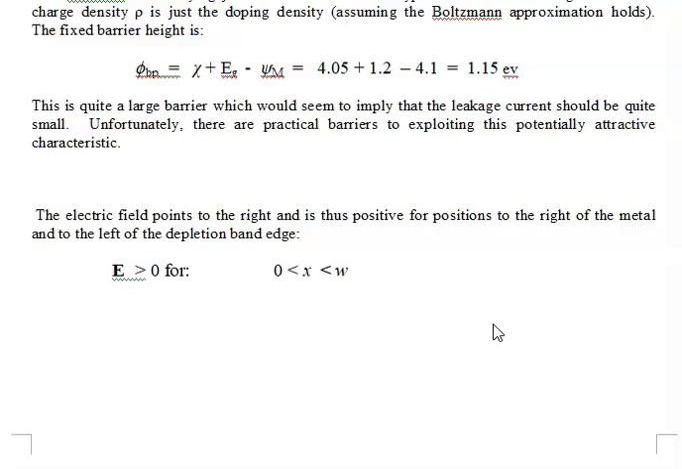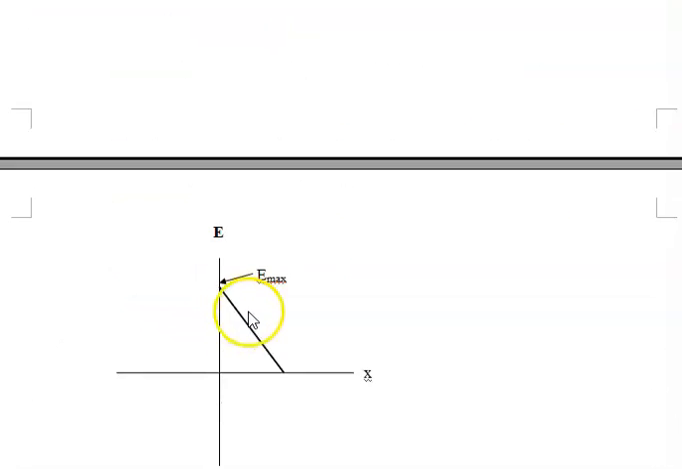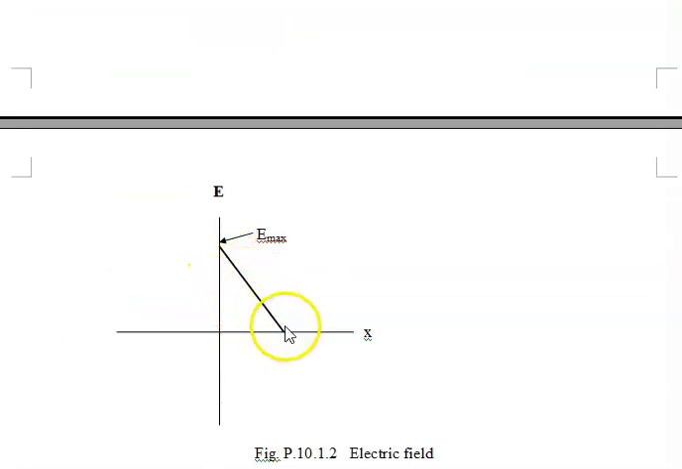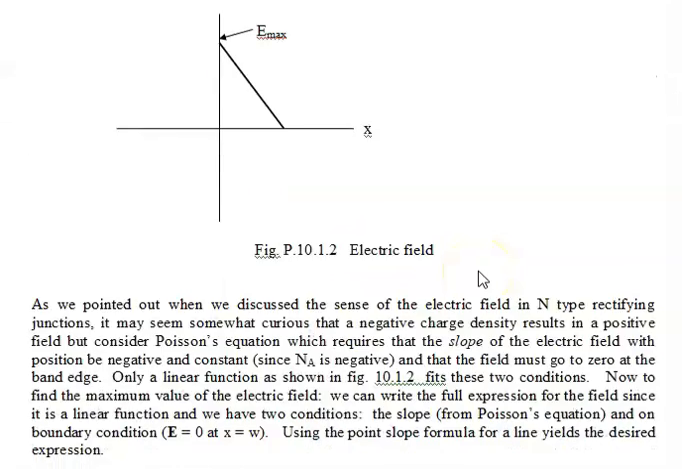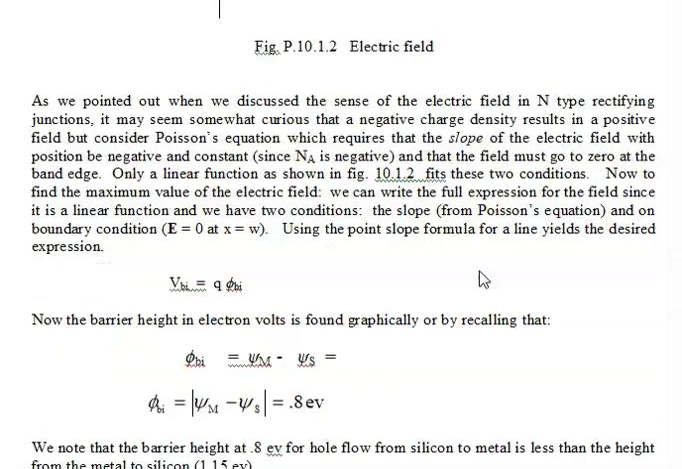Okay, electric field points to the right. In P-type, the bands bend down. The electric field always points to the right, so its electric field is positive. It has a negative slope, but it is positive, and that's shown here. Because for part B, we have this high silicon work function, and therefore it is P-type.